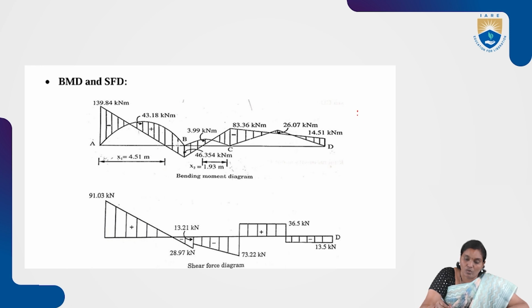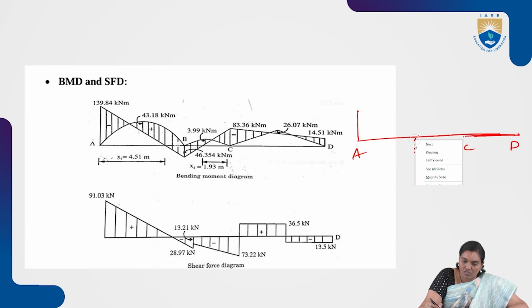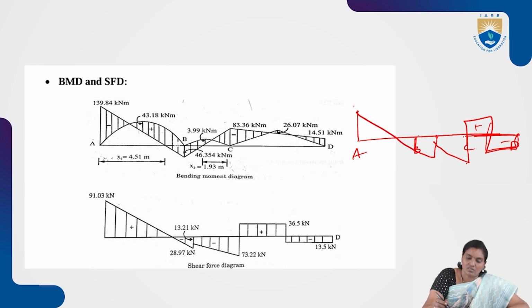So the shear force diagram we know. According to that, this is 19.1. This is A and B and C and D. Now between C and D, this is CD, positive and negative. From here to here, that is different. From here to here, that is different. Like this, we are going to draw the shear force diagram.